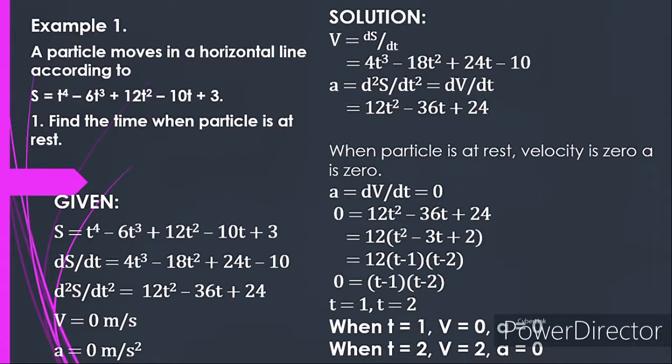So, back to the question. Find the time when the particle is at rest. So, ano daw yung oras na kung saan ang particle ay at rest, wherein v is equal to 0, and a is equal to 0. So, doon sa dalawang value na nakuha natin, alin doon yung sumasagot doon sa question number 1 natin? Di ba ito? Si t is equal to 1 second.